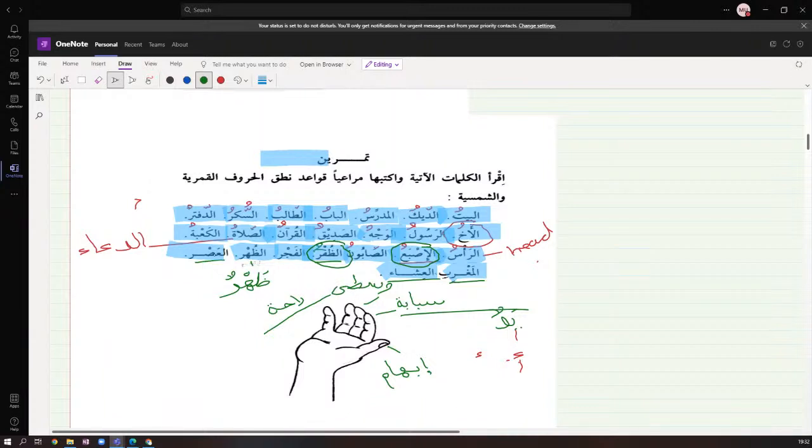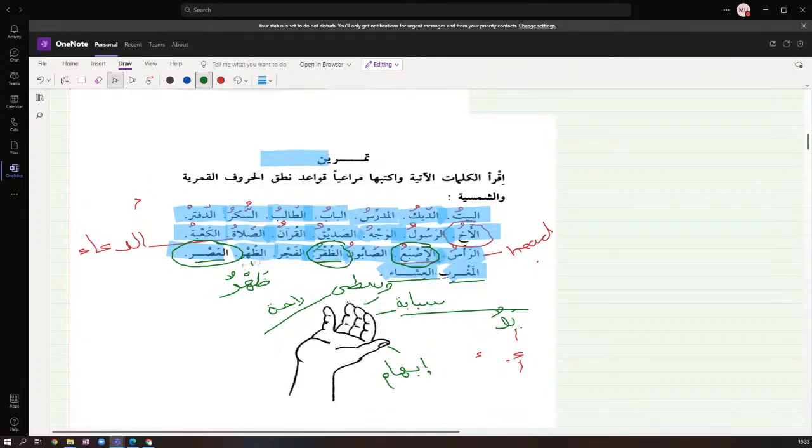As some of you know, Salatul Asr is mentioned in the Quran as Salatul Wusta. Allah says, Hafidhu ala salati wa salatil wusta. That means protect and guard the prayers, and he particularly mentions the middle prayer.